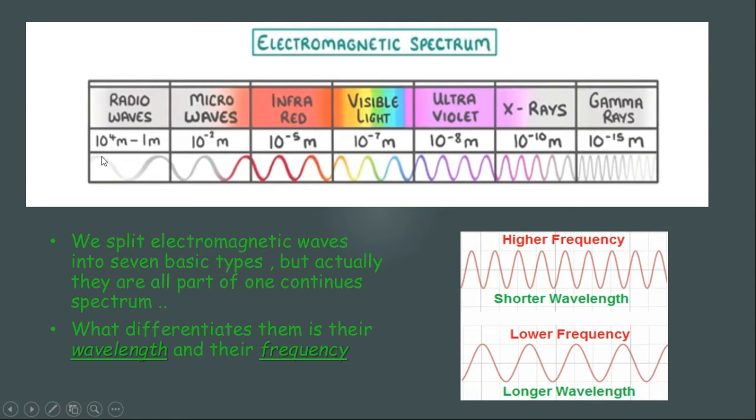So what is the difference between each wave and the other? It is the wavelength and frequency. The one that has long wavelength has low frequency. The one that has short wavelength has high frequency. Because we know that when speed is constant, the relationship between frequency and wavelength is what? Inversely proportional. Good.